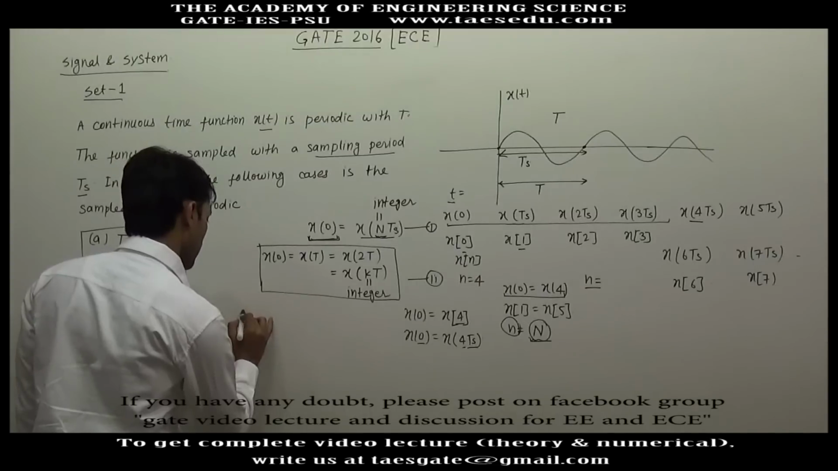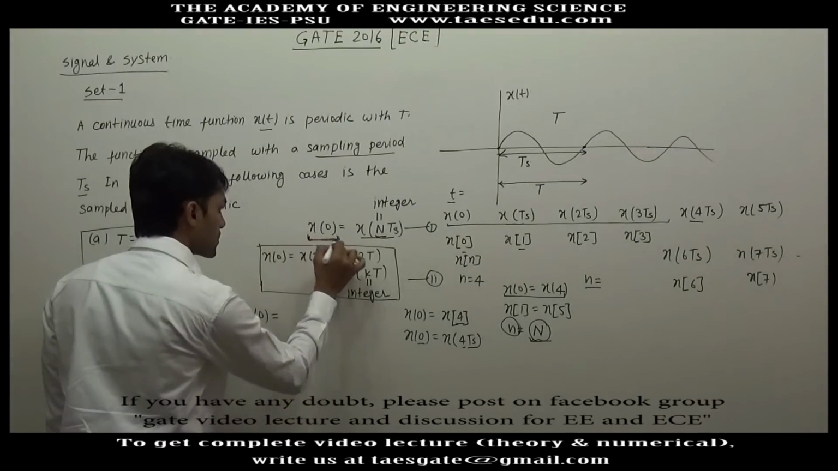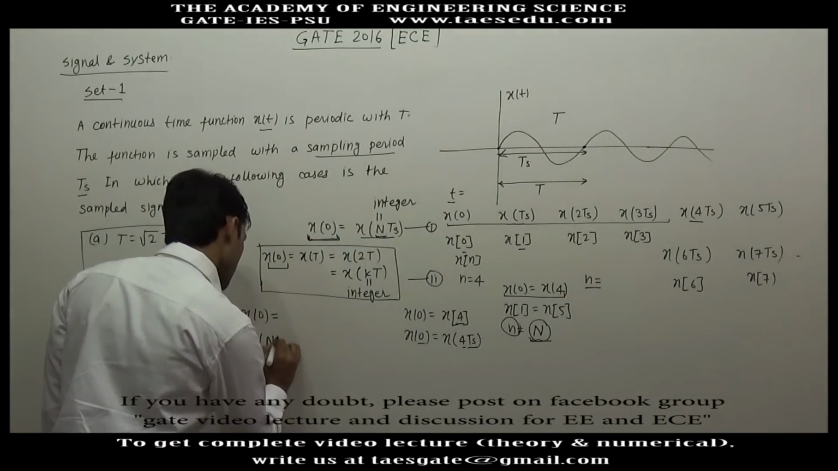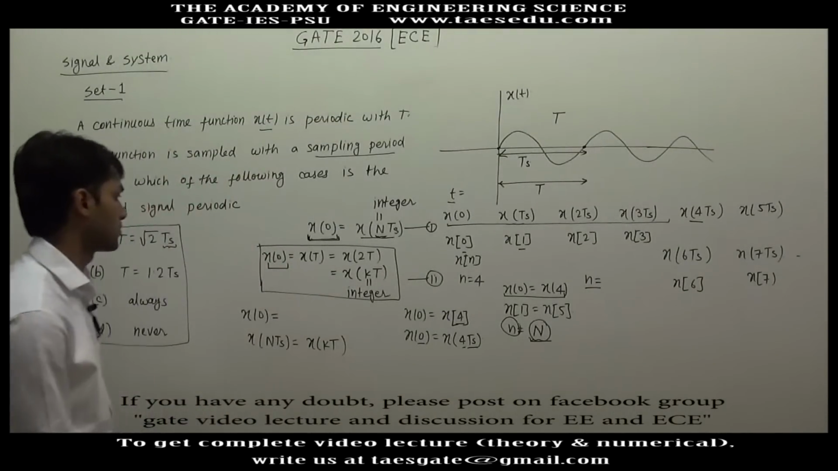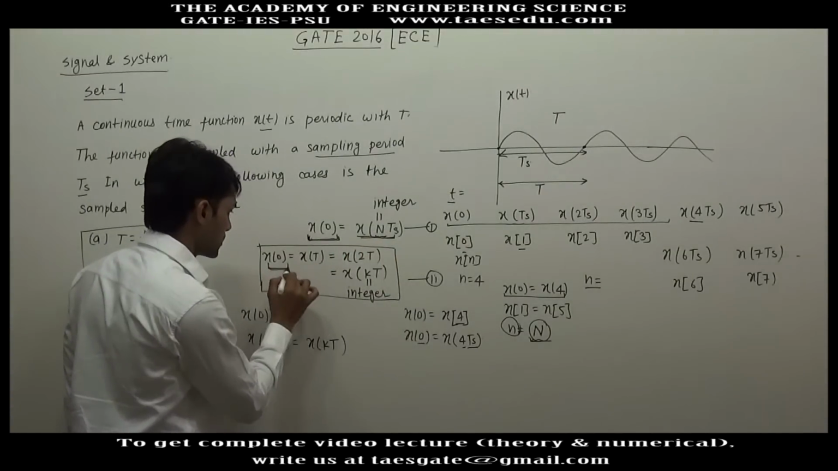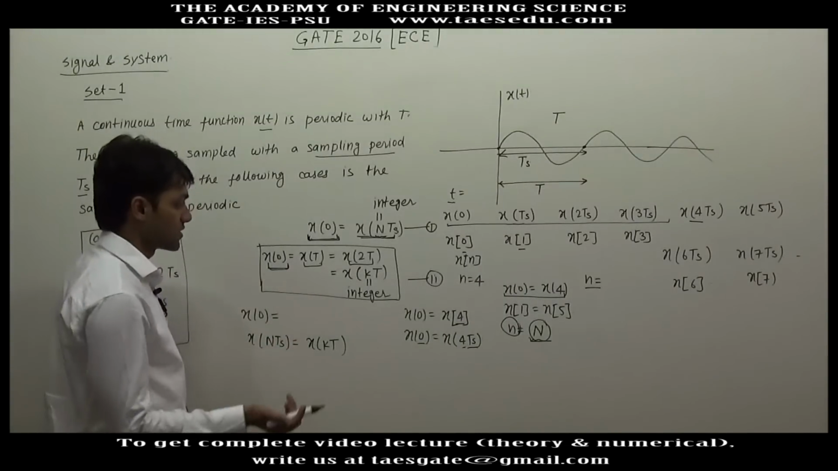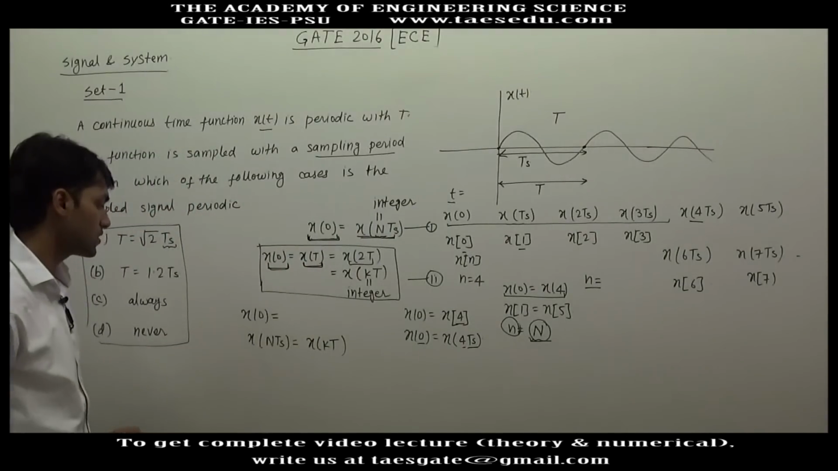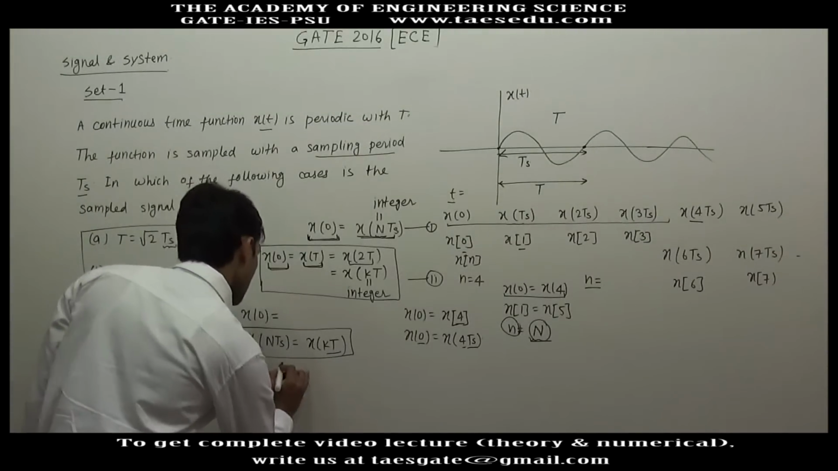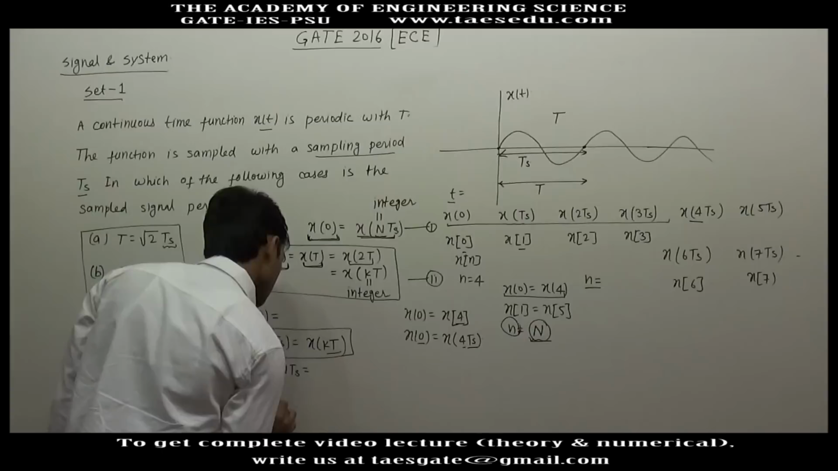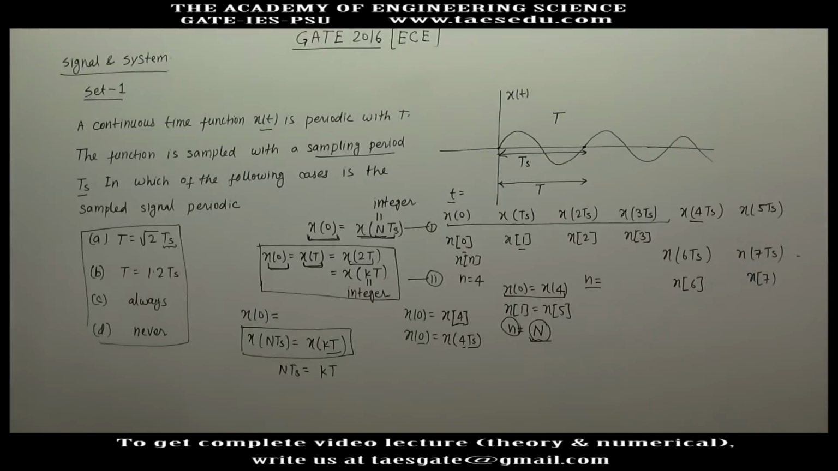So from equations 1 and 2, x0 has to be equal to x(NTs), and here also x0, so x(NTs) has to be equal to x(kT). It is not necessary that the sampled signal will be periodic with the same period as the continuous time signal. So in general x(NTs) has to be equal to x(kT). From this equation we can write N Ts has to be equal to k T for any integers N and k.